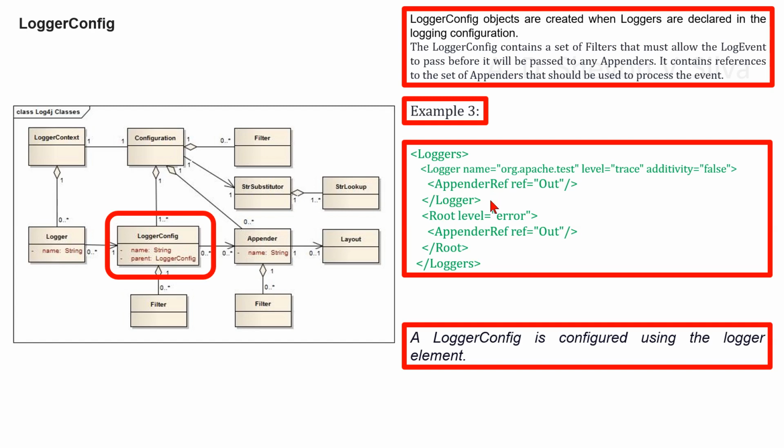Every configuration must have a root logger. If one is not configured, the default root LoggerConfig, which has the level of error and has a console appender attached, will be used. The main differences between the root logger and other loggers are: the root logger does not have a name attribute. The root logger does not support the additivity attribute since it has no parent.